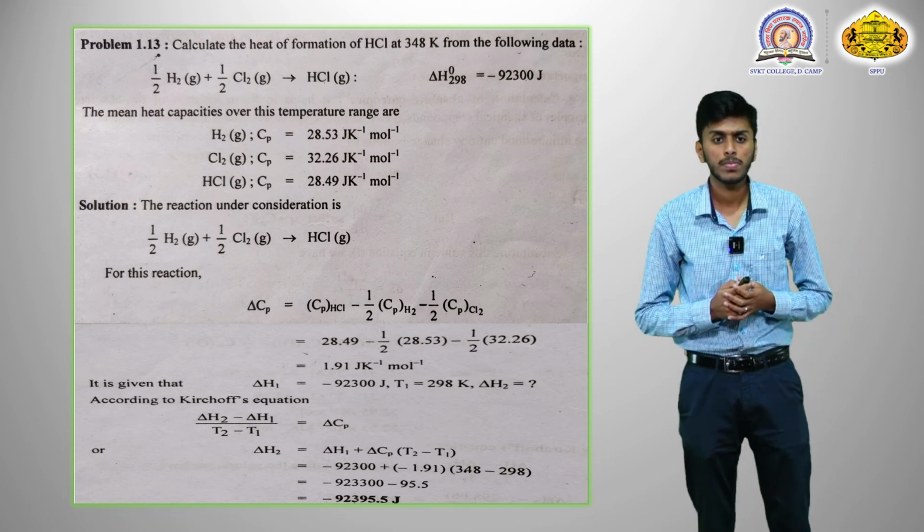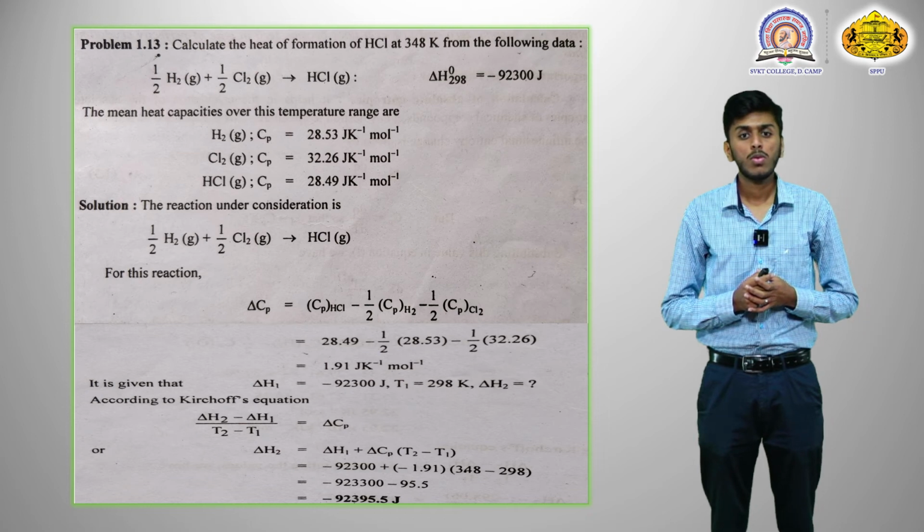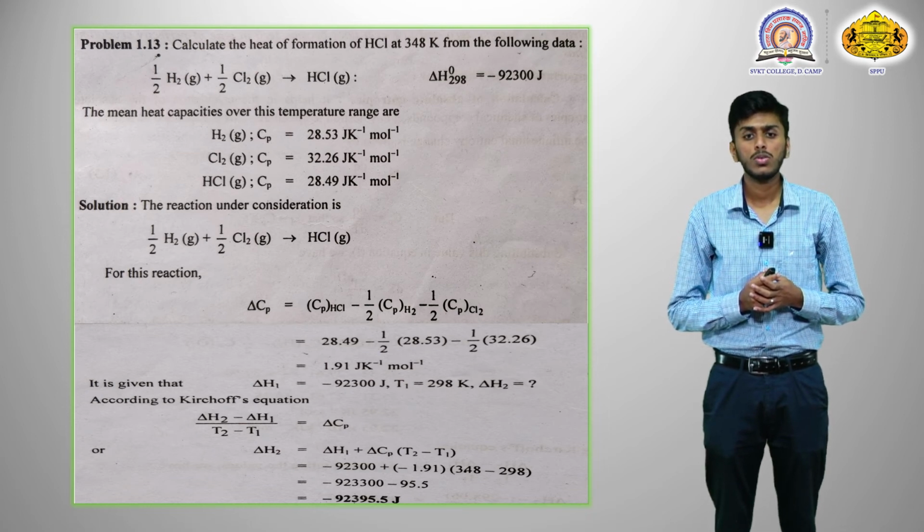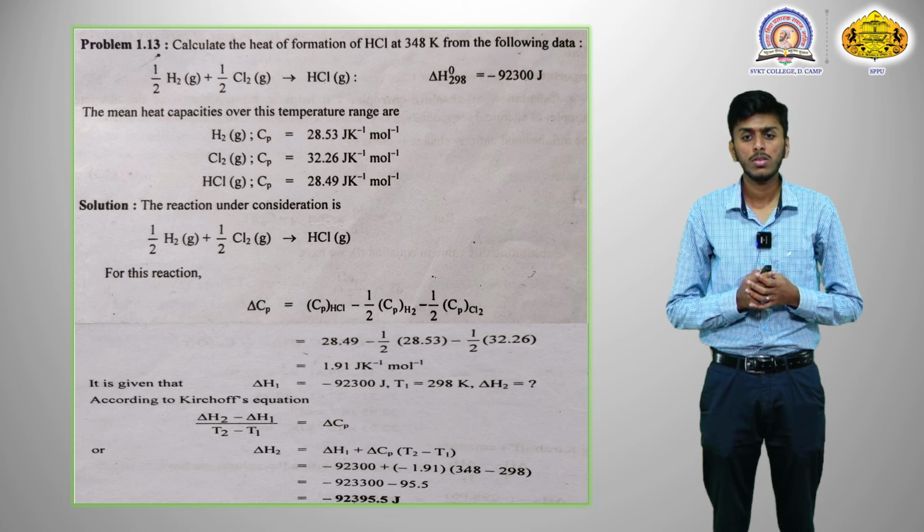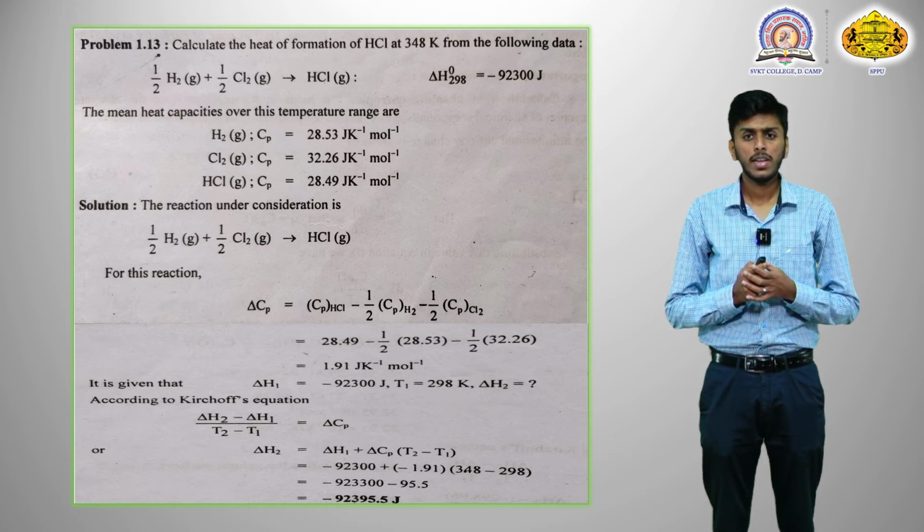Solution to this problem. We have the given reaction. For this reaction, delta Cp equals Cp of HCl minus half Cp of H2 minus half Cp of Cl2. We substitute the given values in this equation and get the final value as 1.91 joule Kelvin inverse mole inverse. It is given that delta H1 is equal to minus 92,300 joule at temperature T1, which is equal to 298 Kelvin.